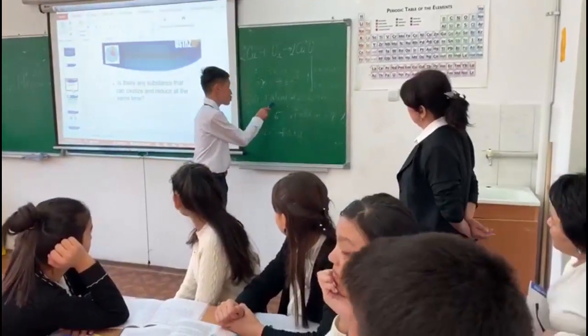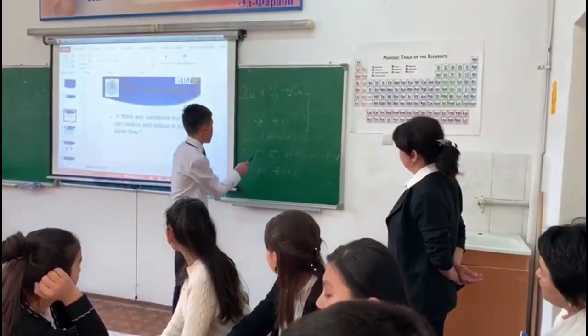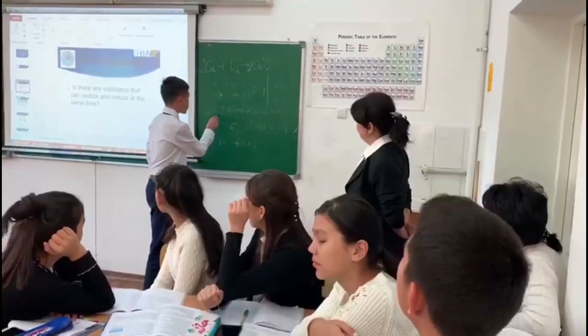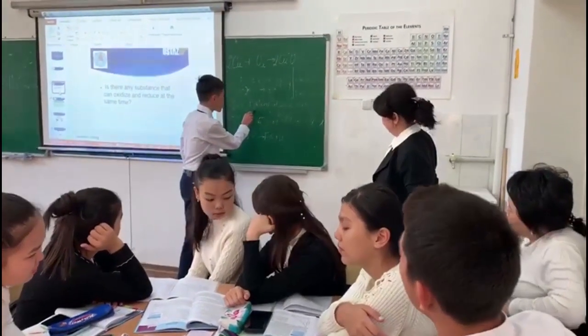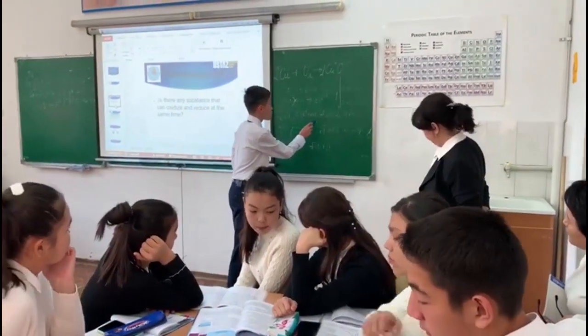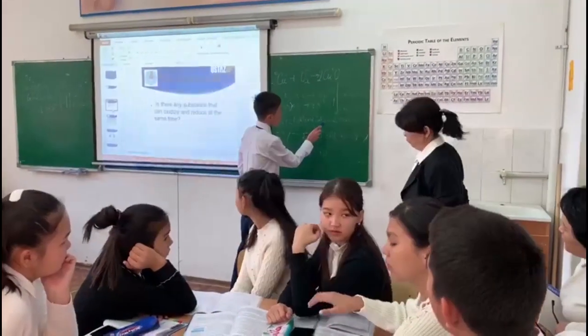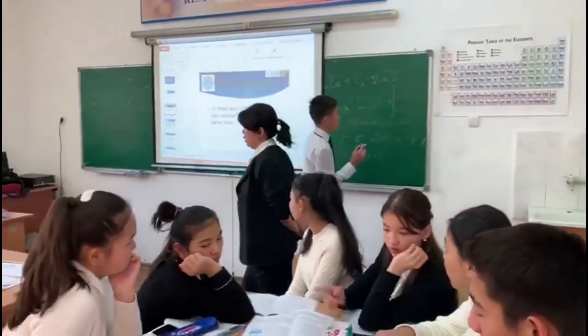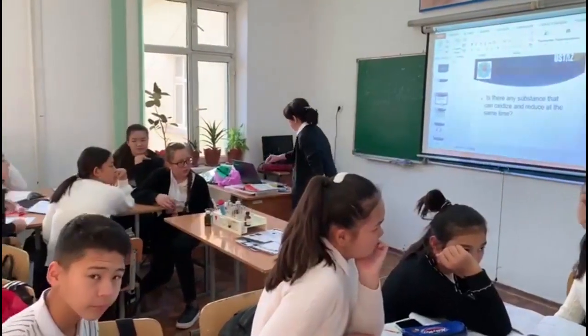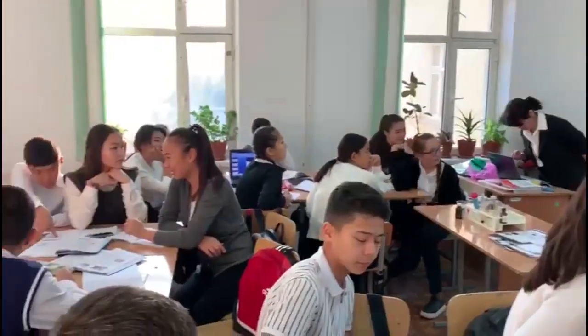Moles sodium hydroxide. Iron 2 chloride plus 3 moles sodium hydroxide to form iron 2 hydroxide plus 3 moles sodium chloride.